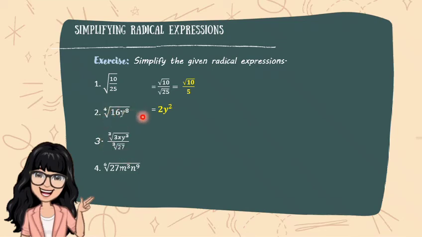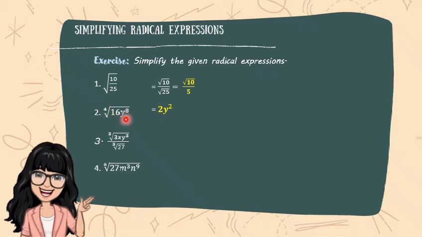Next, fourth root of 16 y raised to 8. So fourth root of 16. What is fourth root of 16? Is it possible to get the fourth root of 16 and have a whole number as the answer? Fourth root of 16 is equal to 2 because 2 raised to 4 is equal to 16. So 2 times 2 times 2 times 2. 2 times 2 is 4, times 2 that is 8, times 2 that is 16. So fourth root of 16 is equal to 2.